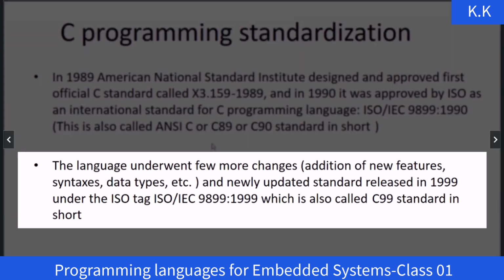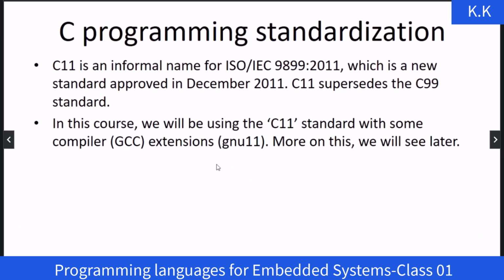So the language underwent a few more changes, like addition of new features, new syntaxes, data types, etc. And a newly updated standard was released in 1999 under the ISO tag, this one, which is also called the C99 standard in short. Then in December 2011, ISO released a new standard under this tag name, which is also called the C11 standard. C11 supersedes the C99 standard.